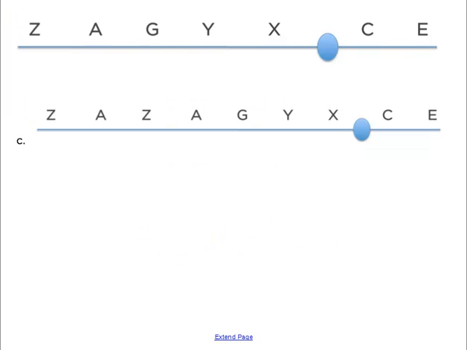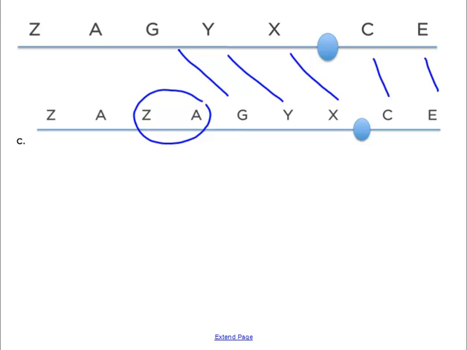Part C, let's compare again. You have ZA, but then if you look, there's an extra ZA in this mutated chromosome, right? And then if you continue, you see GYX centromere CE. So in this mutation, there's actually an extra piece of chromosome that contains the Z and A. So this is a duplication of Z and A.